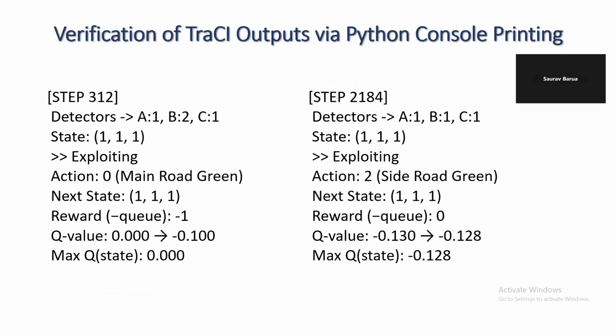It is marked red where the reinforced learning adaptive signal is located. Next is the verification that I use TraCI, and I use Q-learning, that is reinforced learning. Here I am showing the Python console for step 312 and step 2184. This shows that the detectors collect information and they go through the state, exploiting it, go to action, then predict the next state, create the reward and Q value. Lastly, calculate the max Q state for each of the two steps.